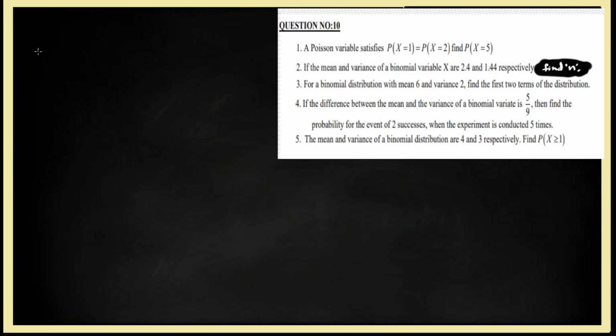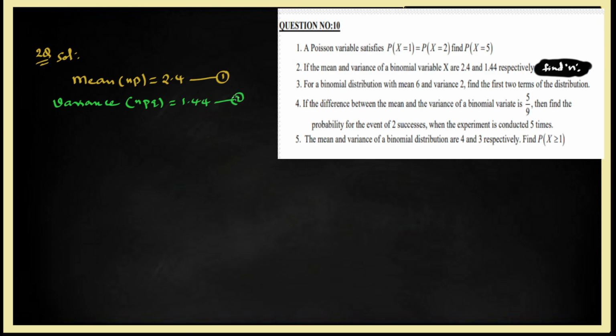Now second question, if the mean and variance of a binomial variable x are 2.4 and 1.44 respectively, find n. So first write down the given. Given mean is denoted by np is 2.4, consider equation 1, and variance npq is given 1.44, consider equation 2.